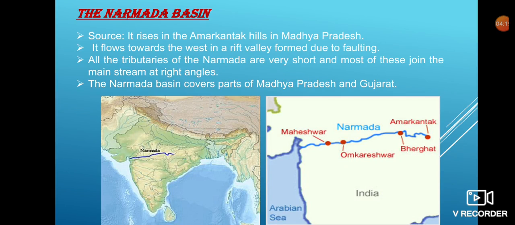Narmada Basin. The source of the Narmada Basin is the Amarkantak Hills in Madhya Pradesh. It flows towards the west in a rift valley formed due to faulting. All the tributaries of the Narmada are very short, and most of these join the main stream at right angles. The Narmada Basin covers parts of Madhya Pradesh as well as Gujarat.